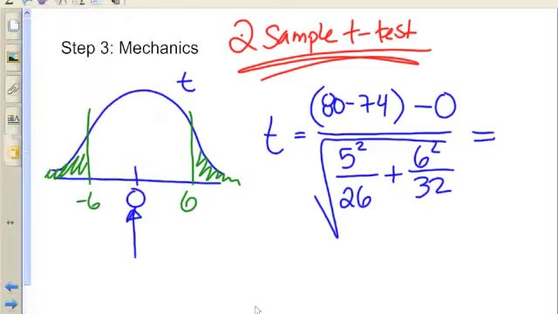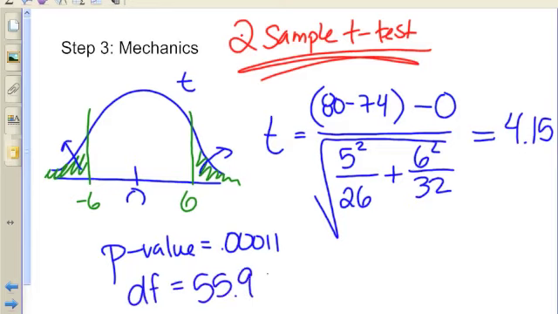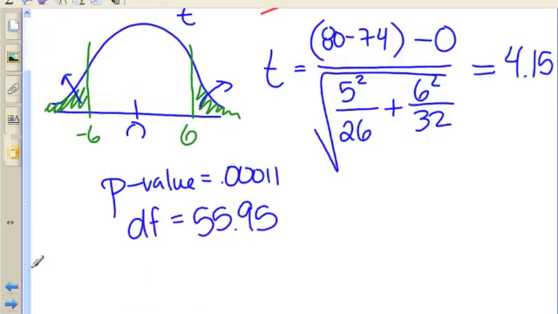So on my paper, I would include the answer to my t-score. I could draw some little arrows from my picture, or I can just write the word p-value. I don't know, that's a little easier. And I'm also going to write down that weird degrees of freedom from the calculator. All right, that's my work.